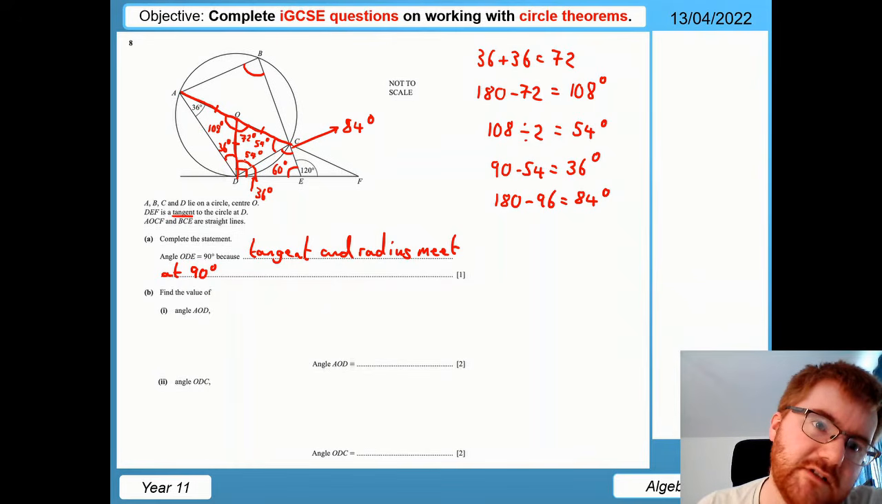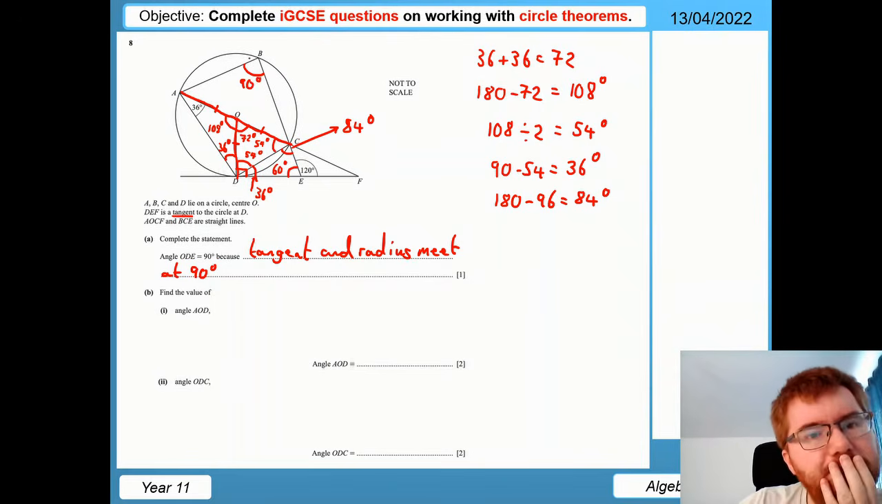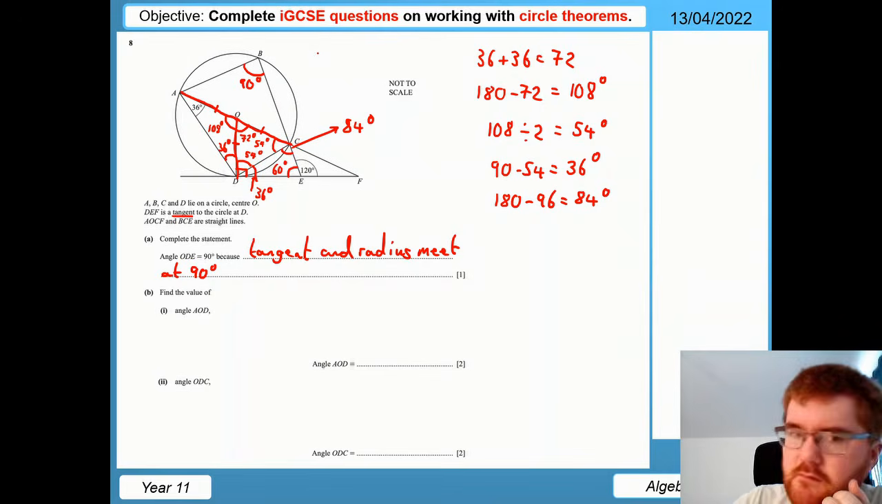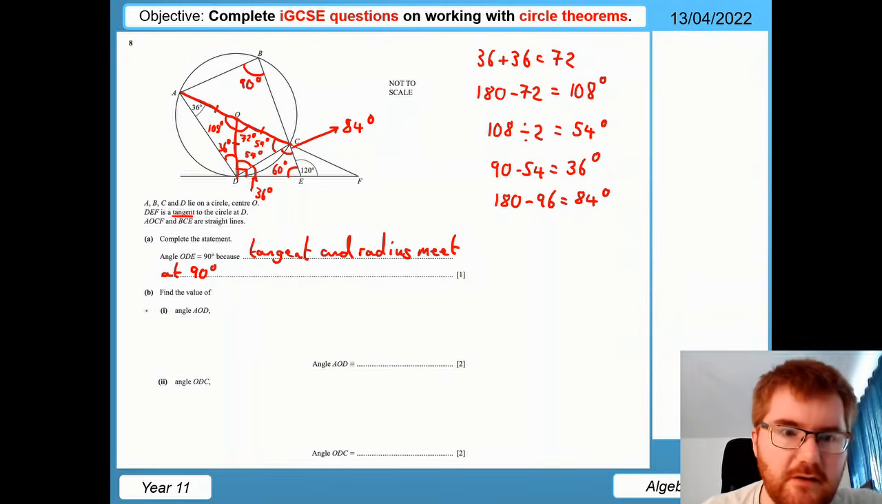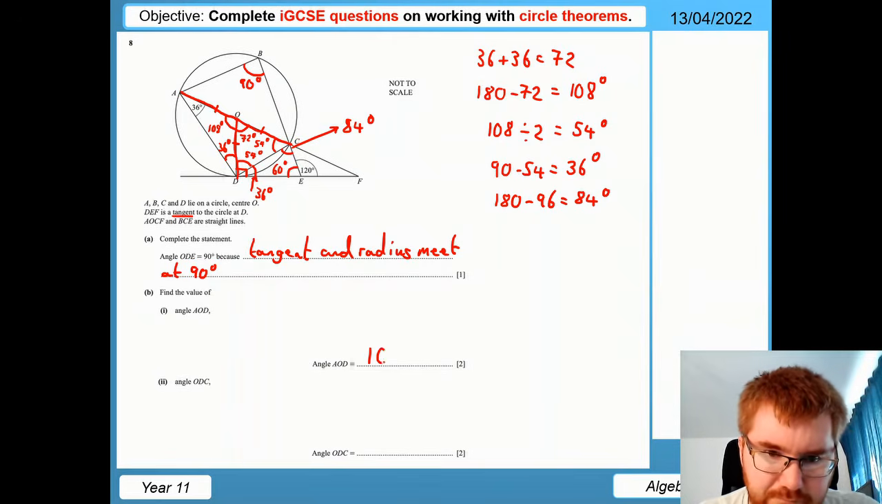54 plus 36 is 90, therefore this angle must be 90 as well. Okay, doesn't look like 90, but we're just using cyclic quads here, using this and this opposite equal to 180. Right, anyway, let's see what we've worked out. So angle AOD, yep, that's 108.